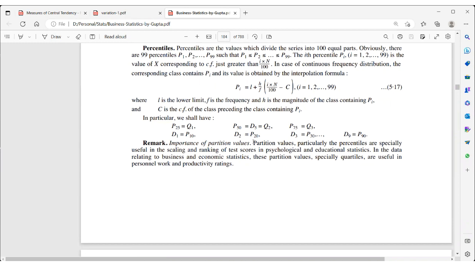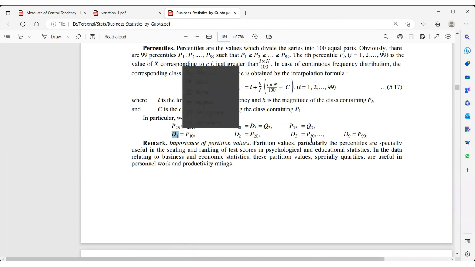In particular, P25 is Q1, the same value. P50 is D5 and Q2, the same. P75 is Q3. D1 is the first decile; D divides the data into 10 parts, so D1 is from the starting 10%, that equals P10. Similarly, D2 is P20, D3 is P30, and so on.